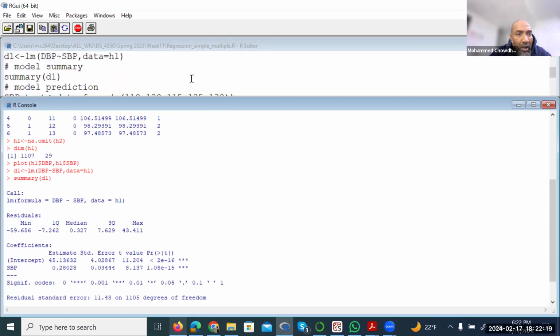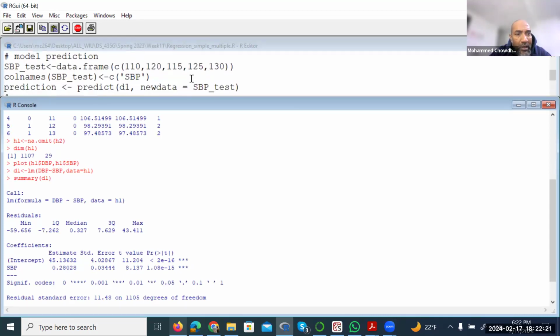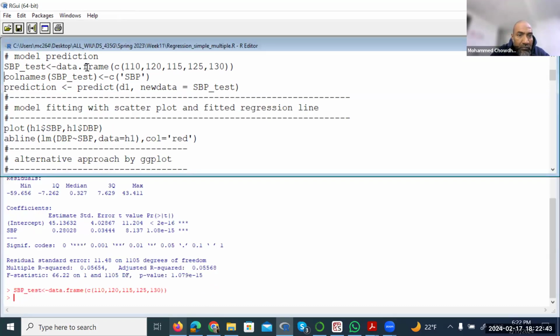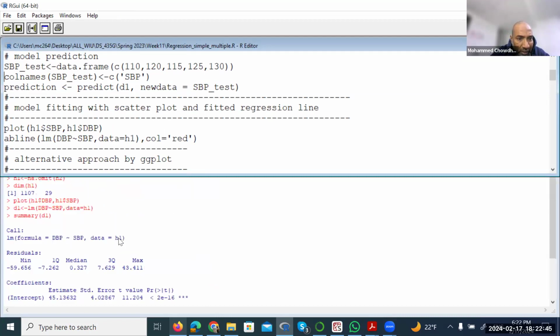Now, I want to do model prediction. In order to do the model predictions, I took some SBP values, which are 110, 120, 115, 125, and 130.